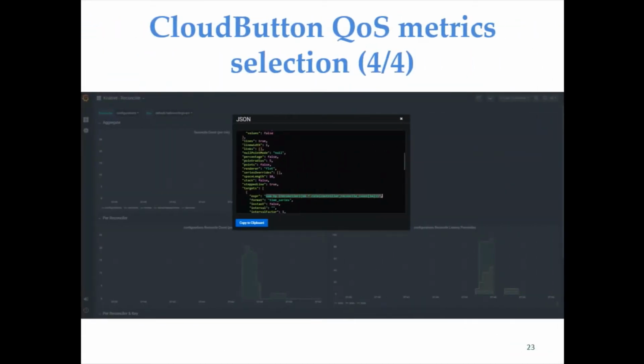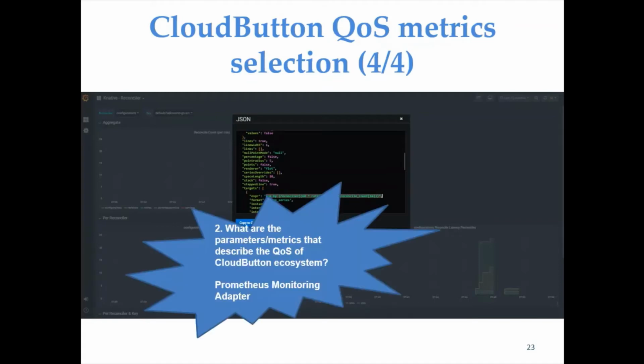This information is provided by querying the Prometheus monitoring. So this will answer our second question. What are the parameters metrics that describe the quality of service of the CloudButton ecosystem? Those are the metrics that are saved into the Prometheus monitoring. We'll need an adapter to read this information and obtain these metrics on the CloudButton SLA.